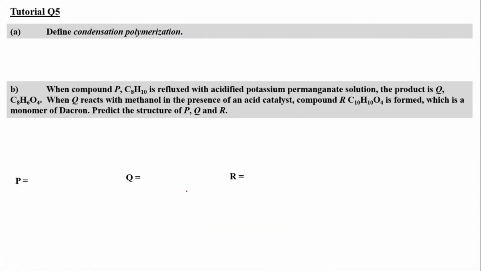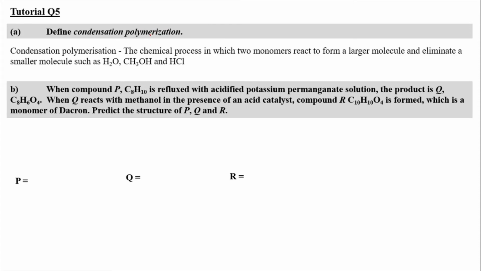For tutorial question 5, we have to define condensation polymerization. Condensation polymerization is a chemical process in which two monomers react together in order to form a larger molecule, and it eliminates a smaller molecule such as water, methanol, and hydrochloric acid. Okay, so that's for tutorial question 5a.